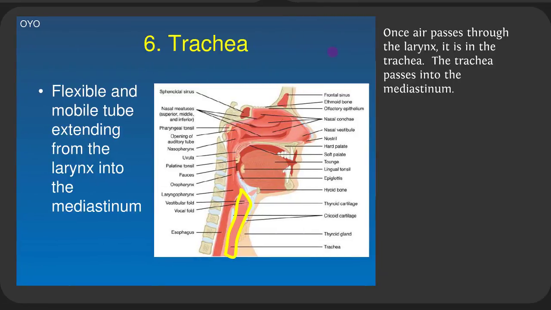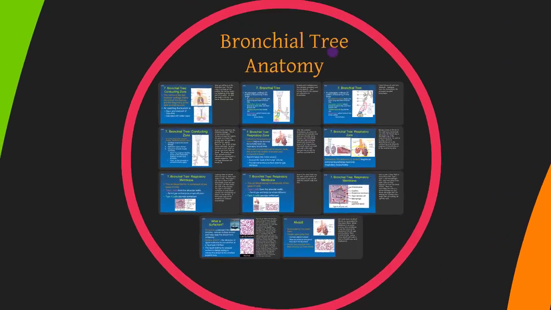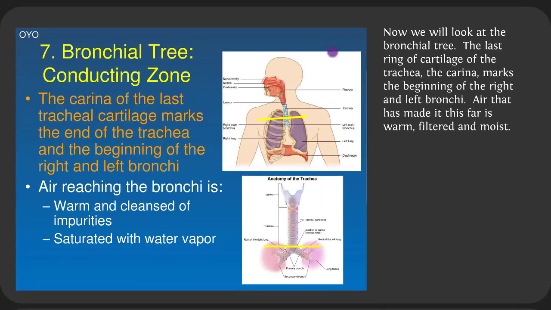Once air passes through the larynx, it's in the trachea. The trachea passes into the mediastinum. Remember that from AP1? Bronchial tree anatomy. So now we'll look at the bronchial tree. The last ring of cartilage right here is the carina, and it marks the beginning of the right and left bronchi. Air that's made it this far is pretty warm, filtered, and moist.